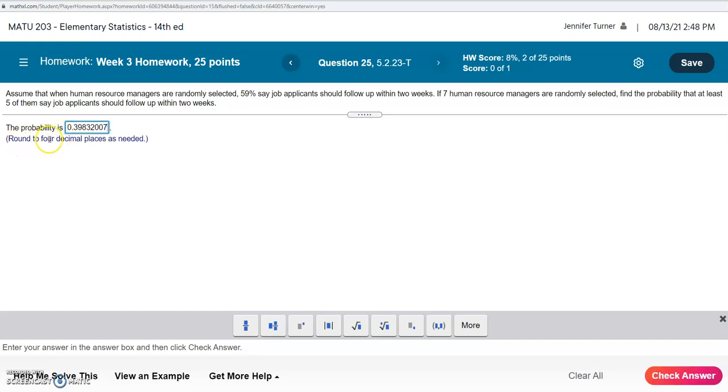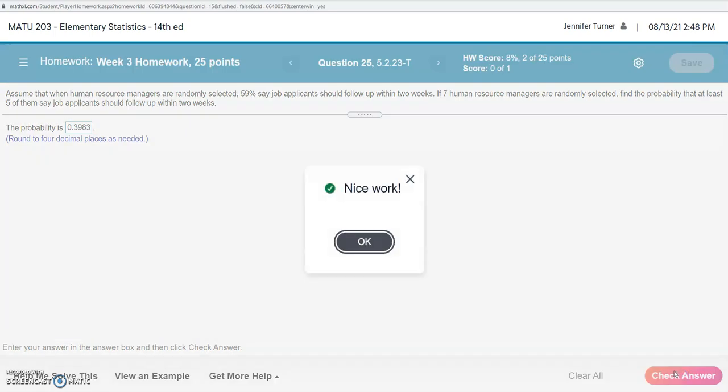And this said to round to 4 decimal places. So we want 1, 2, 3, 4. That's where that 3 is right here. The number that comes after the 3 is a 2. So that means we should round down, meaning leave the 3 as a 3. And that's it. So there is a 0.3983, meaning a 39.8% chance that 5 or more, at least 5 of these 7 human resource managers would say that they do think an applicant should follow up within 2 weeks.